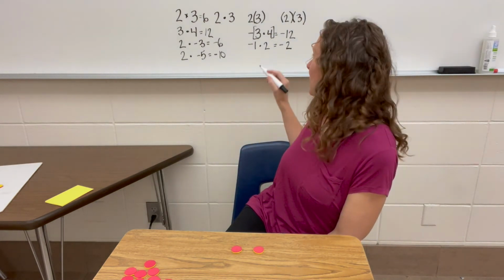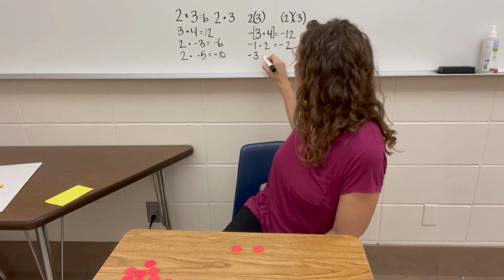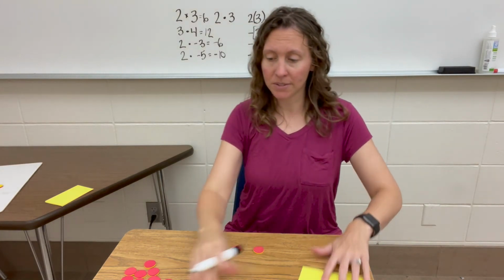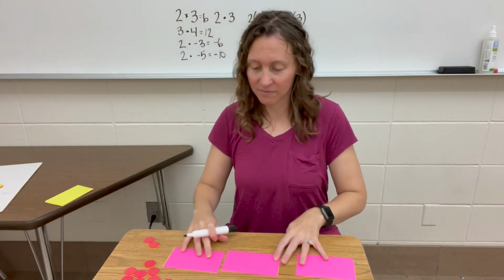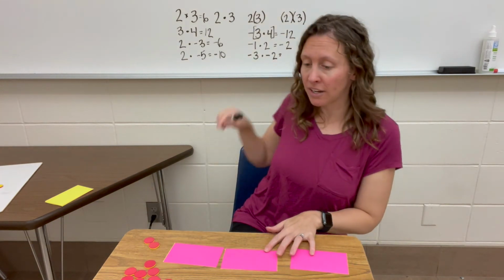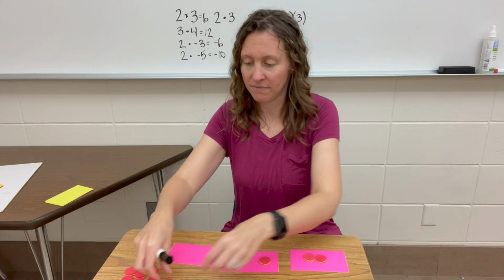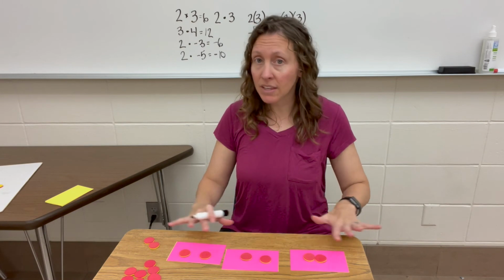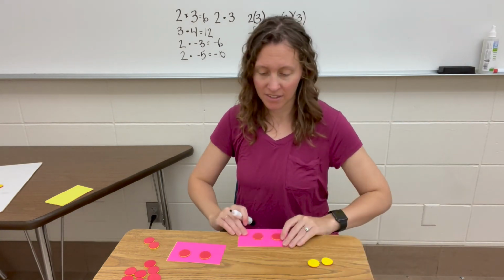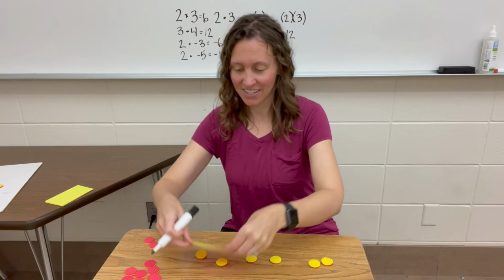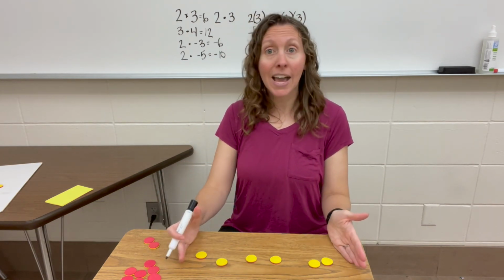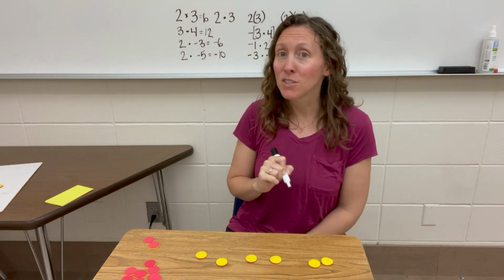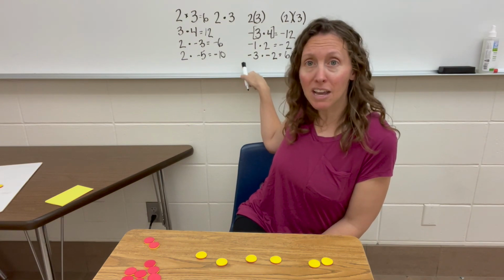Let's try one with 2 negatives. Let's try negative 3 times negative 2. I'm going to use 3 negative groups. And in each of those groups, I'm going to put 2 negatives. All right, so it looks like negative 6, but I'm not allowed to have negative groups, so I'm going to take the opposite of everything. Oh, no. All right, so in all, I have 6 positives. So my answer is positive 6. So just remember, if you have negative groups, you have to take the opposite of everything.